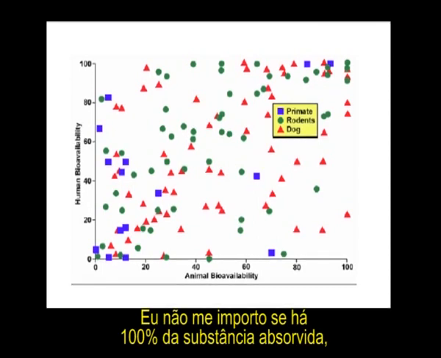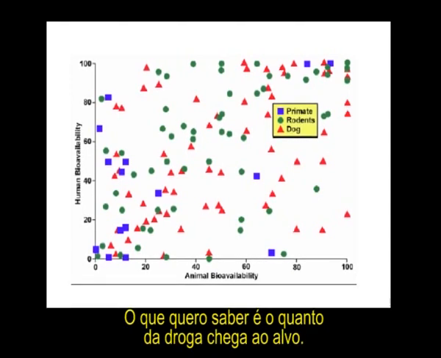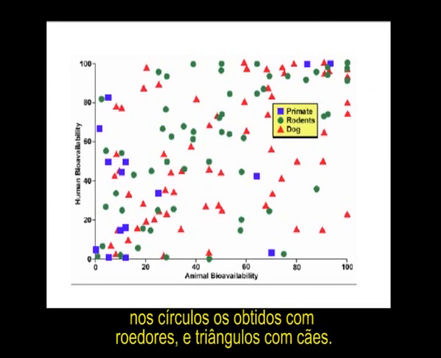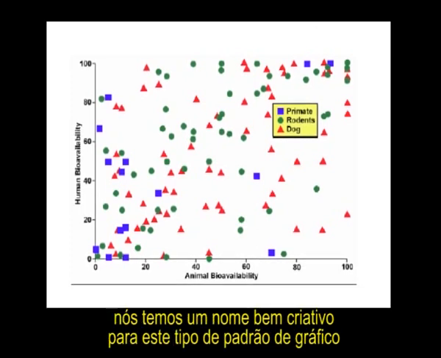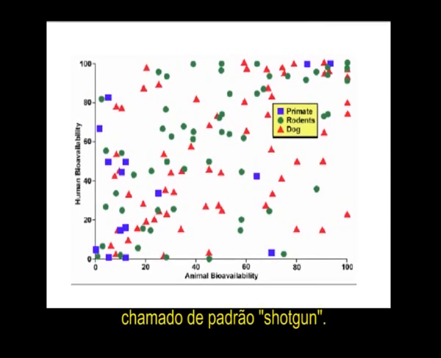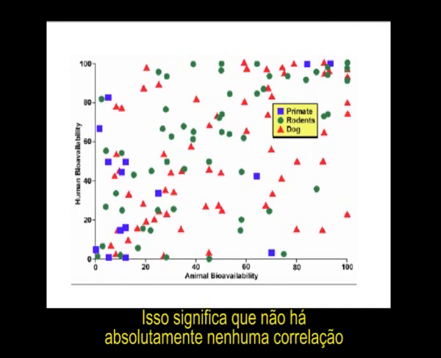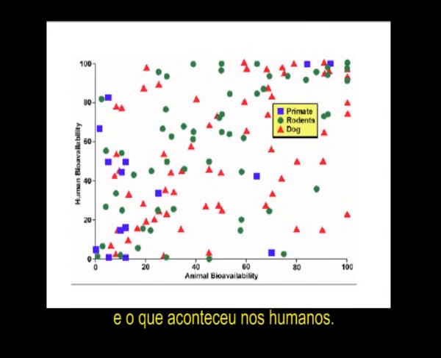So I don't care if it's 100% absorbed and 1% distributed or vice versa or whatever. What I want to know is how much of that drug goes to the target. So the little squares are the results of testing these drugs in primates. Then the circles are rodents and the triangles are dogs. And for those of you who don't have a science background, we have a very fancy science name for this pattern on the graph. It's called a shotgun pattern, also known as a scattergram. Okay, and what this means is that there's absolutely no correlation between what the drug did in the primate, rodent, or dog versus what it did in the humans.